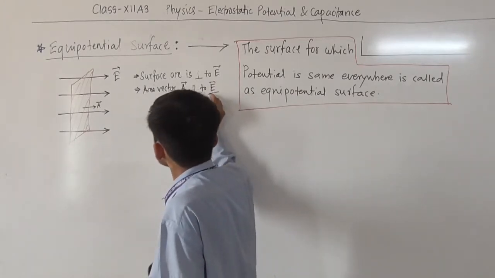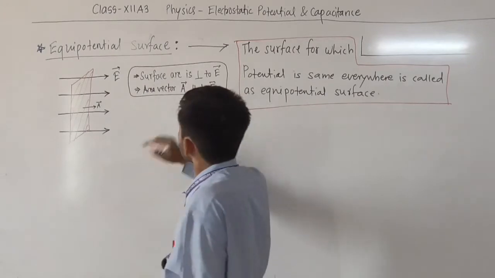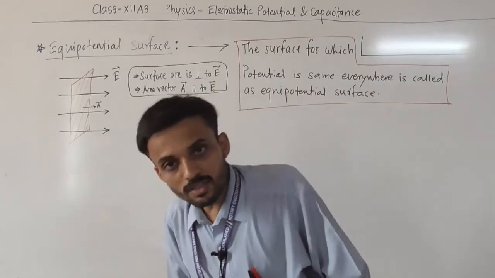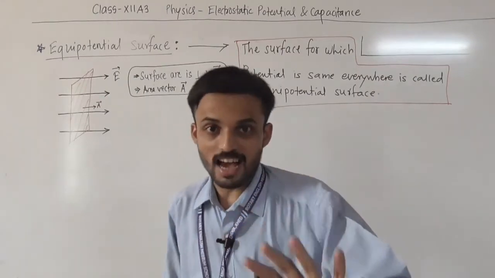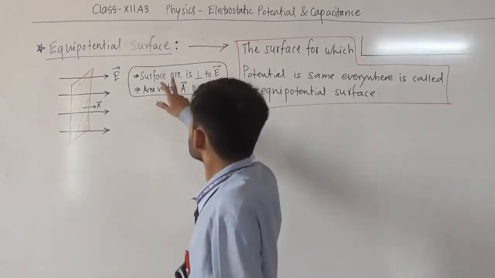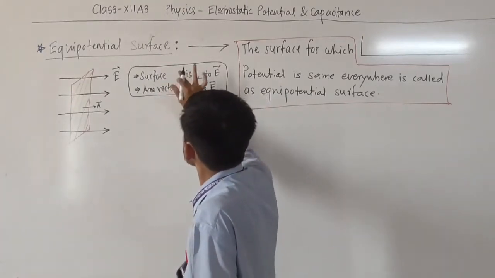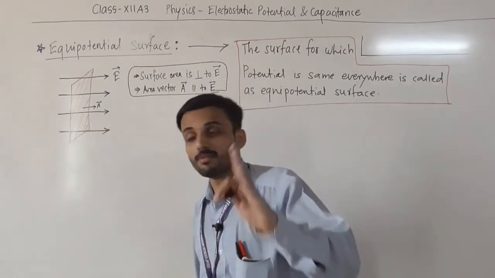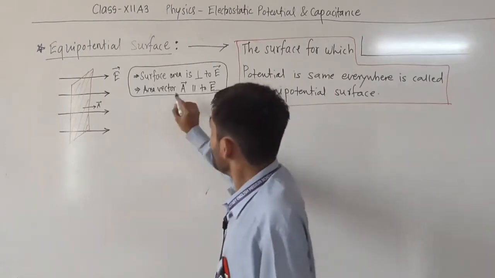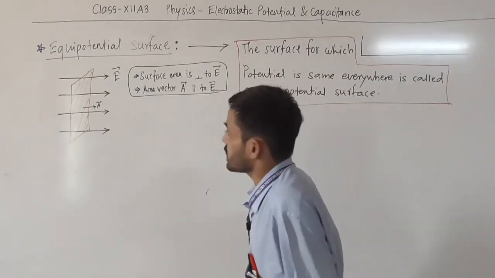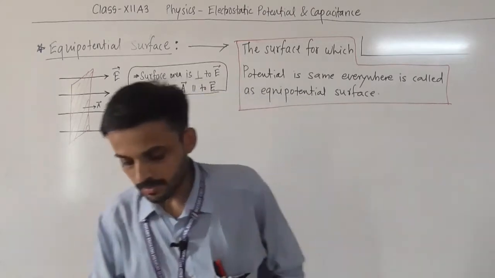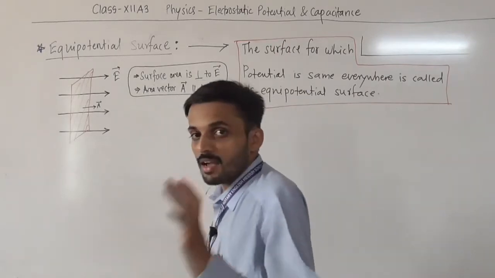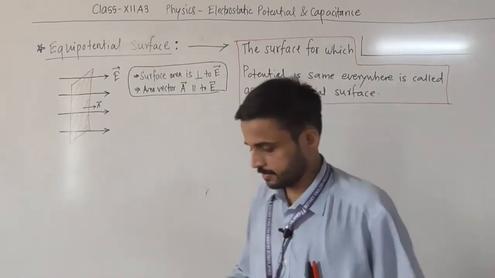While considering the equipotential surface, we will consider the surface where the plane containing that area will be perpendicular to the electric field. Of course, the area vector will be parallel to the electric field. So now what will happen? I will show you the idea how to do that.